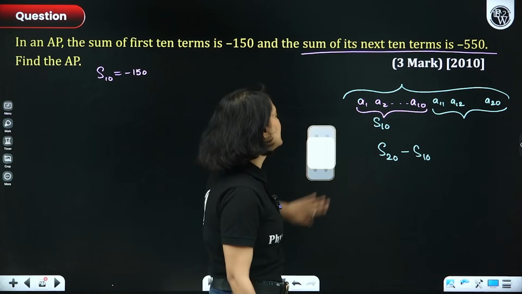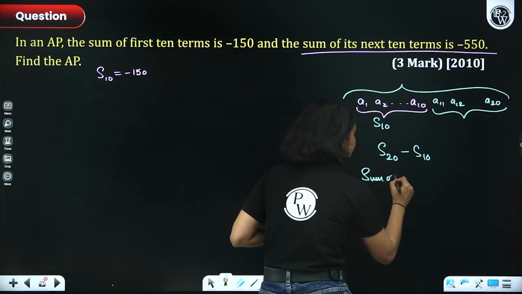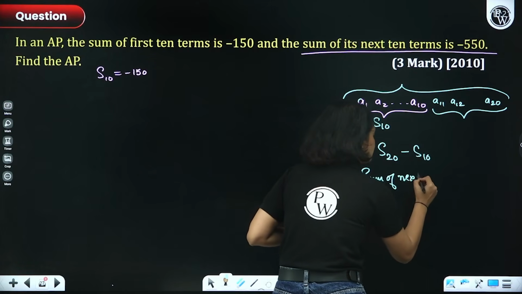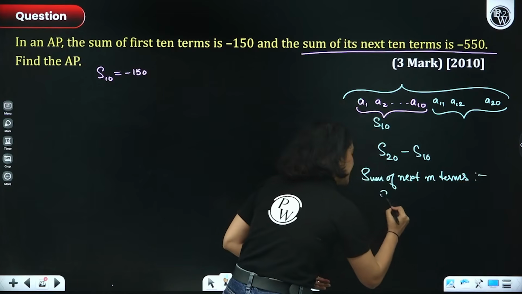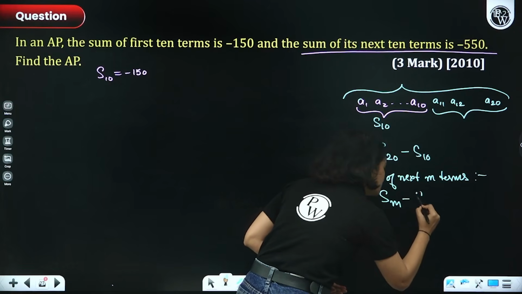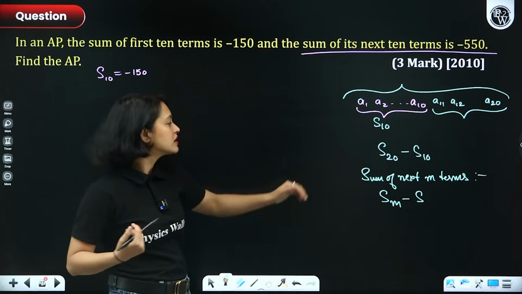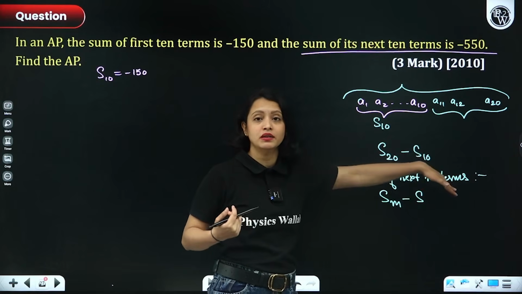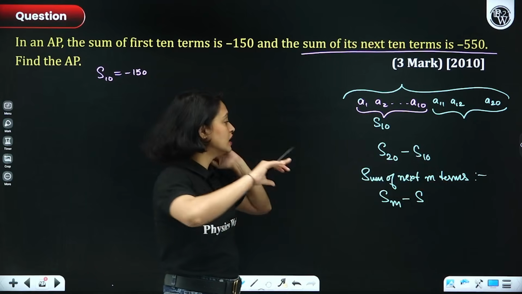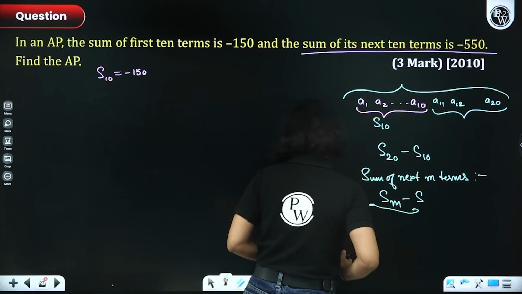Okay? So please remember this. Whenever you have to find the sum of the next m terms, how would you do that? You will take Sm and from it you will subtract the sum of the previous terms that is given. For example, here we had the next 10 terms. Sorry, my fault, guys. I'll write it again.